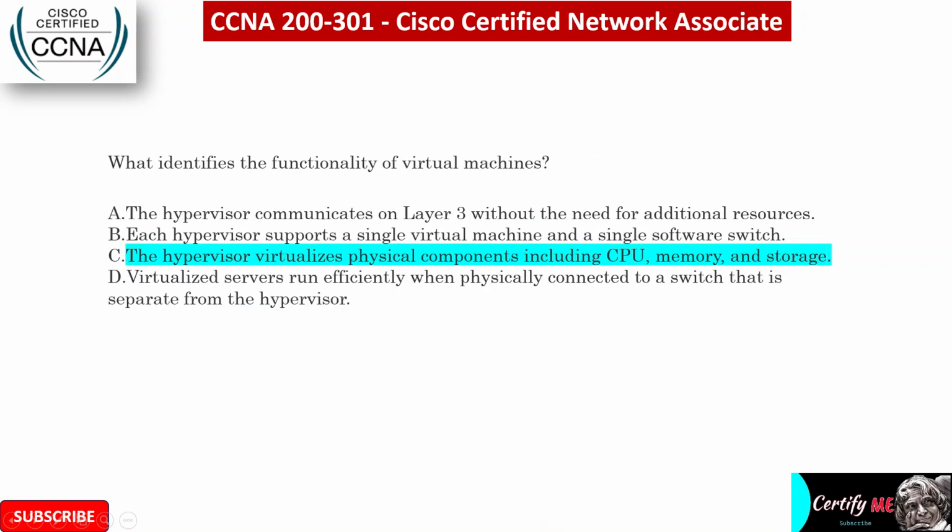Next question. What identifies the functionality of virtual machines? Option A. The hypervisor communicates on layer 3 without the need for additional resources. Option B. Each hypervisor supports a single virtual machine and a single software switch. Option C. The hypervisor virtualizes physical components including CPU, memory, and storage. Option D. Virtualized servers run efficiently when physically connected to a switch that is separate from the hypervisor. The correct answer is option C.